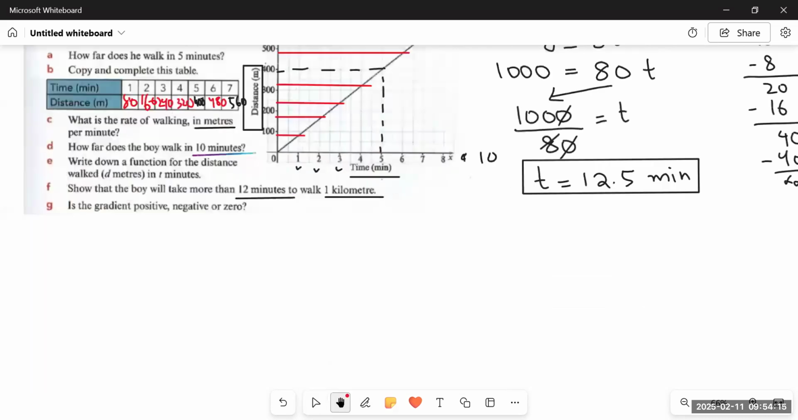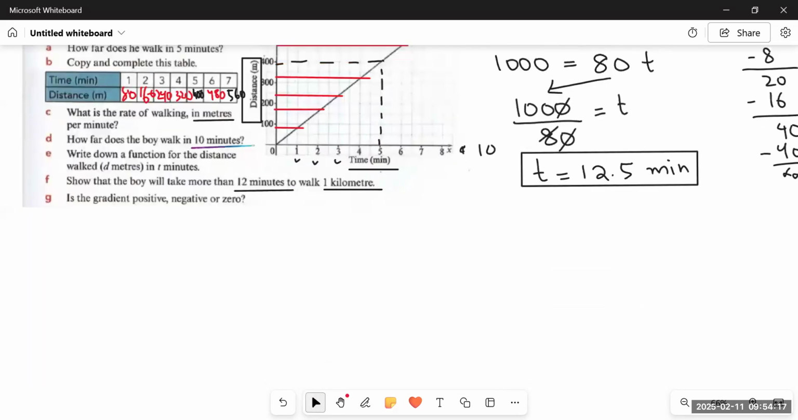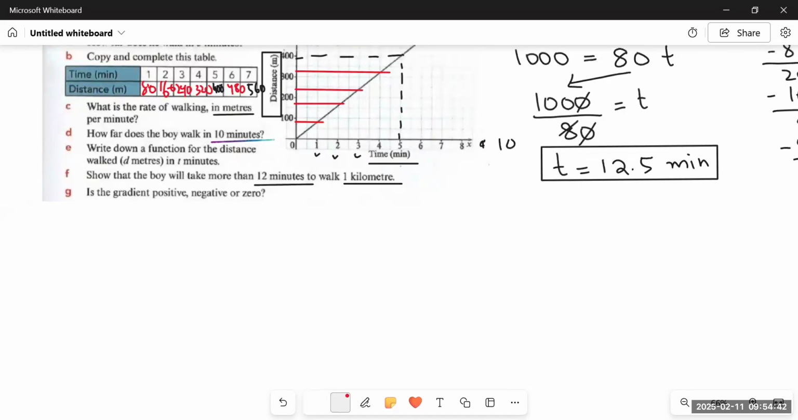It's correct. Is the gradient positive, negative, or zero? So what have we learned about positive gradient or negative gradient or zero gradient? If the line is going upward, it is a positive gradient. If the line is going downward, it would be a negative gradient. And if the line is straight on the x-axis, then it would be a zero gradient. Since the line is going upward, it would be a positive gradient.